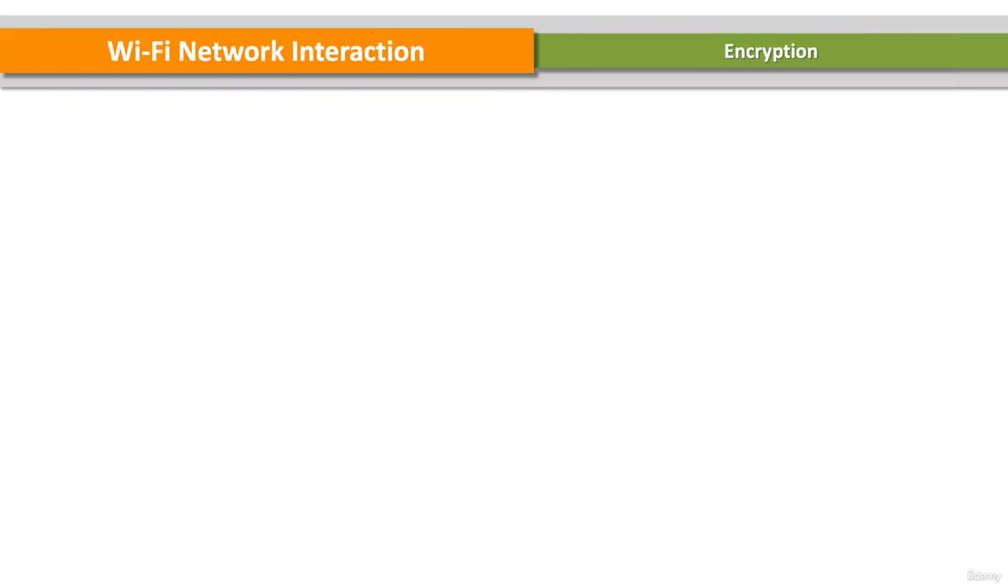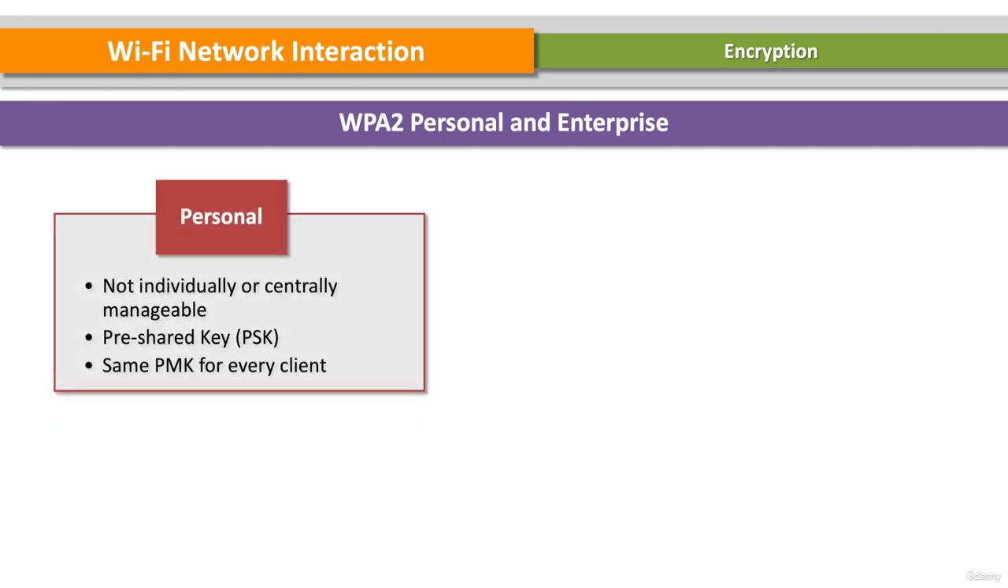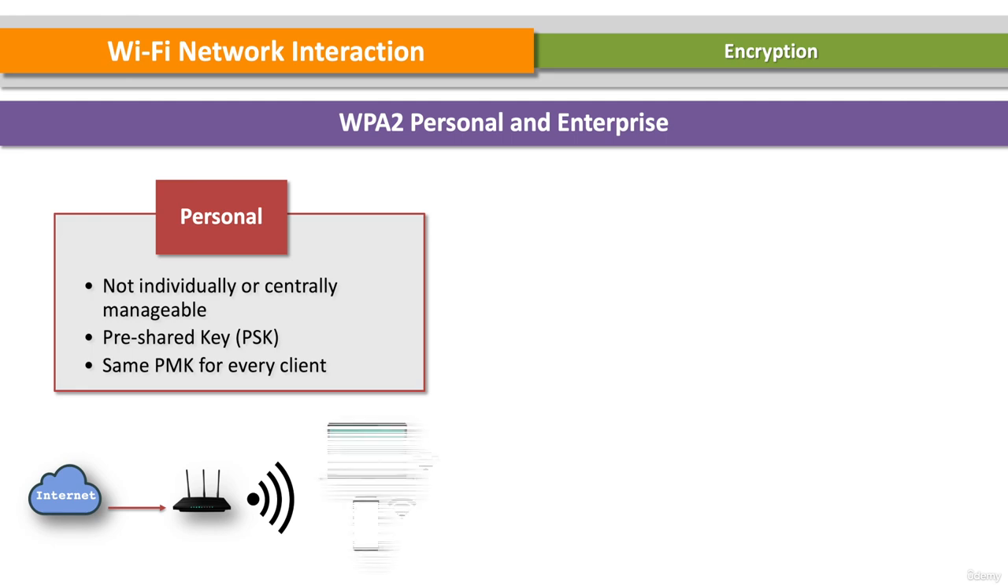So WPA can be configured in two very different modes, pre-shared key and enterprise mode. WPA personal mode is appropriate for most home networks. When a password is set on a wireless router or an access point, it has to be entered by users when connecting to the Wi-Fi network. And in that personal mode, wireless access can't be individually or centrally managed.